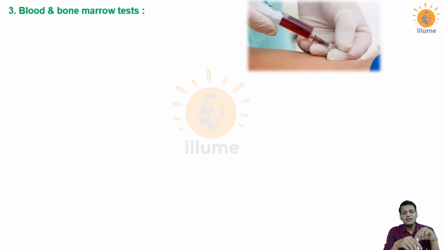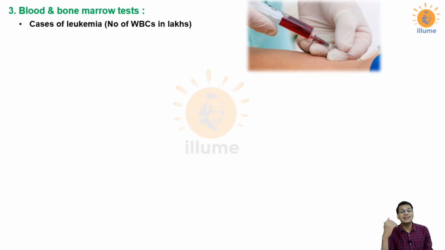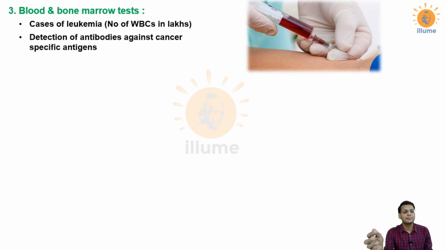The next is blood test or bone marrow test. If I simply withdraw blood from a patient and send it to a pathological lab to check the number of blood cells, and the WBCs are in the range of more than 1 lakh, that clearly indicates that the patient is suffering from leukemia. Now because blood cells are born in bone marrow, bone marrow tests would also give us a picture of leukemia.